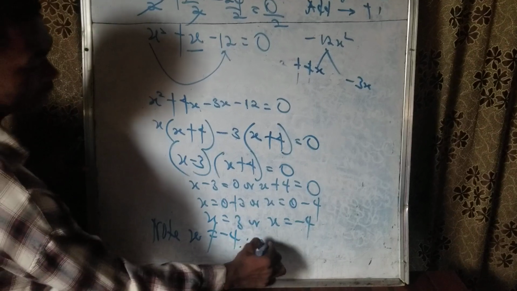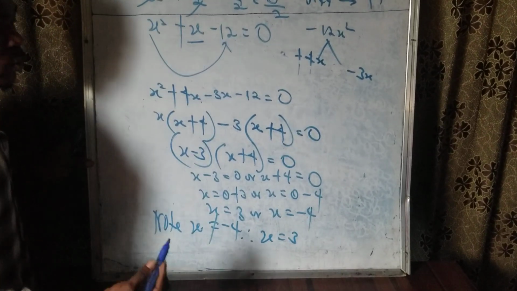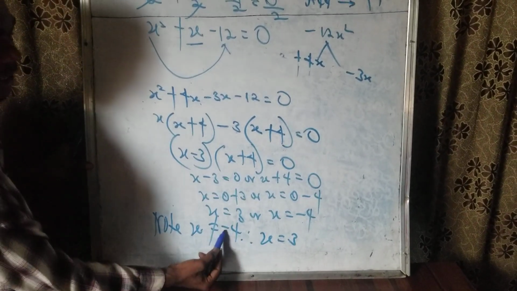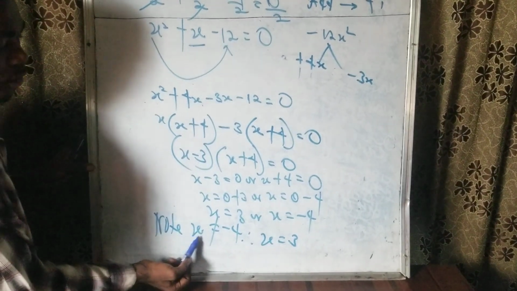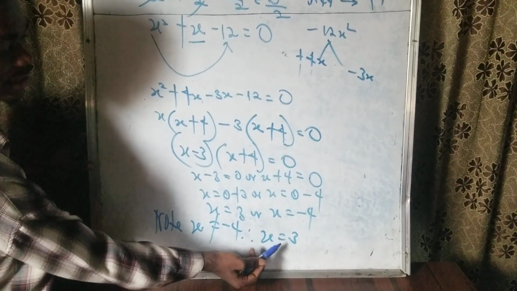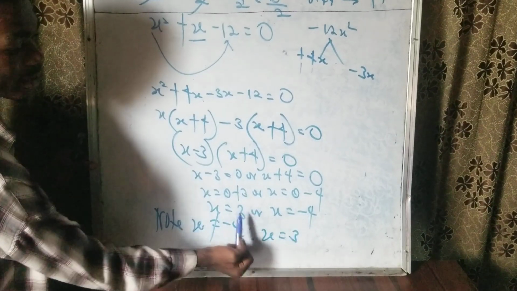So therefore, x equals 3. What does that mean? Whenever we are dealing with number bases, we can't have a negative answer. That was why I said, note, the value of x cannot be equal to minus 4. So therefore, x equals 3. I have to pick the positive number.